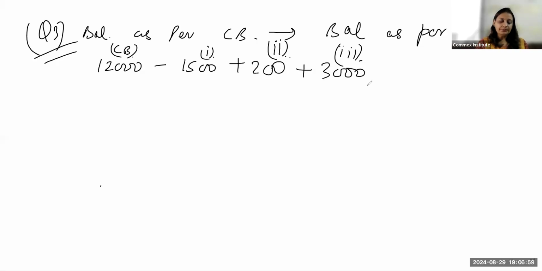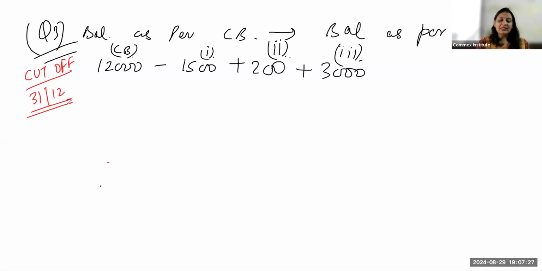Transaction number 4. Checks of 9,200 were issued. Issued means payments, of which 2,200 were presented for payment on 15th January. Now I have to see my cutoff date. We were not paying attention to the cutoff date. So cutoff date is important for this transaction. My cutoff date is 31st December. So on 15 January both will become equal.